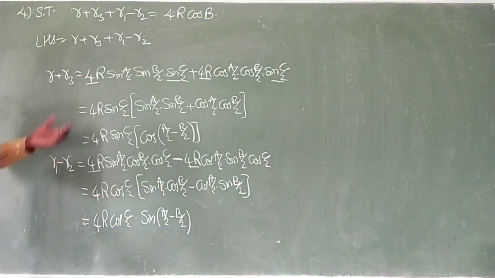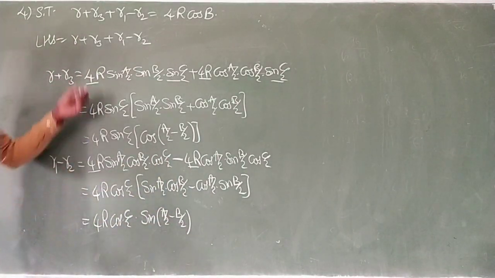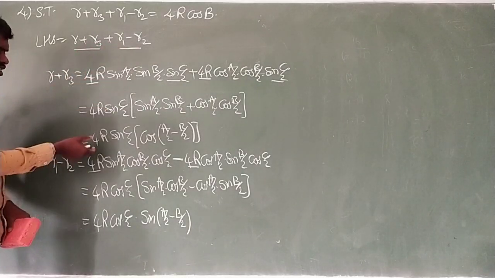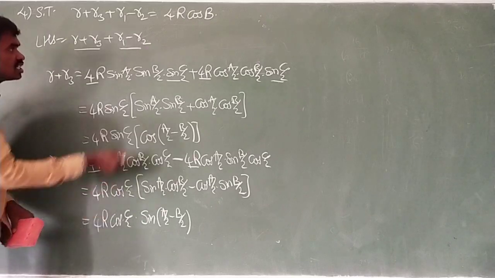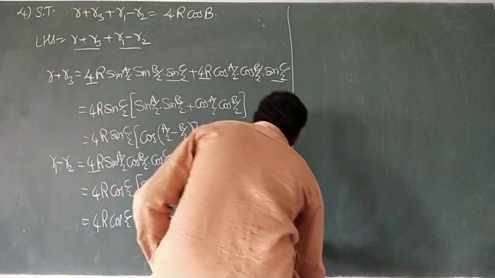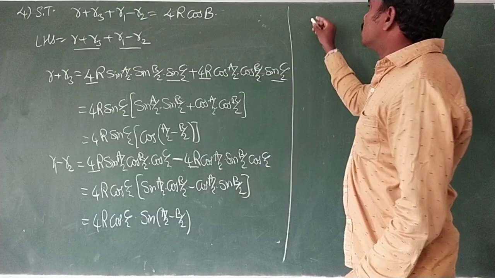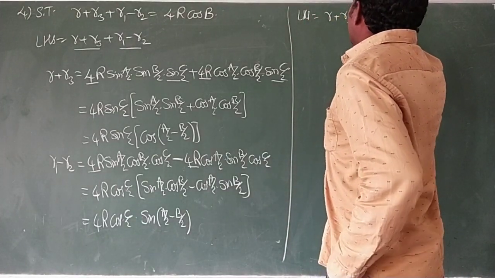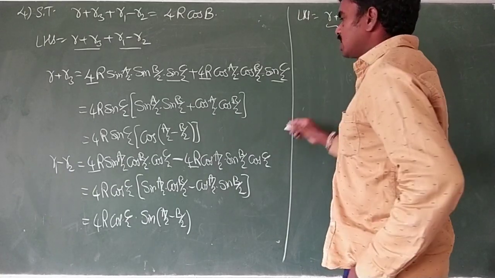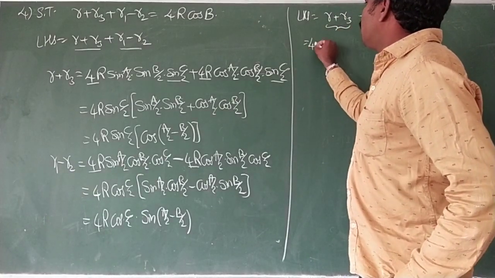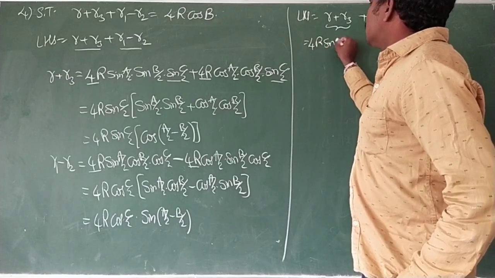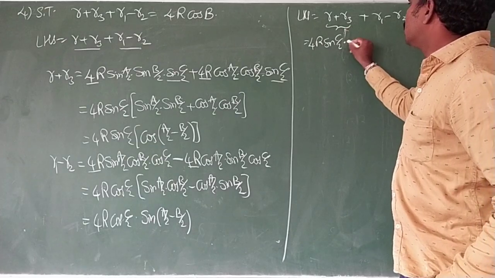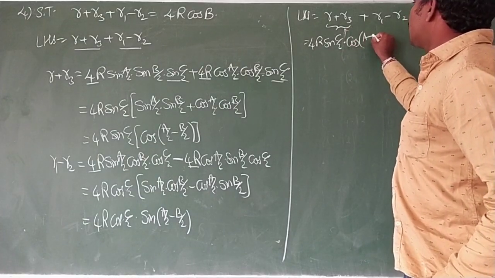Okay, here we found r plus r3, and here we found r1 minus r2. First one, second one, got it. Now in this LHS I substitute this one and this one. Then simplify, we get the answer immediately. So now taking LHS, that is r plus r3 plus r1 minus r2. What is r plus r3? Which is equal to 4R sin C by 2 into cos of A minus B by 2.